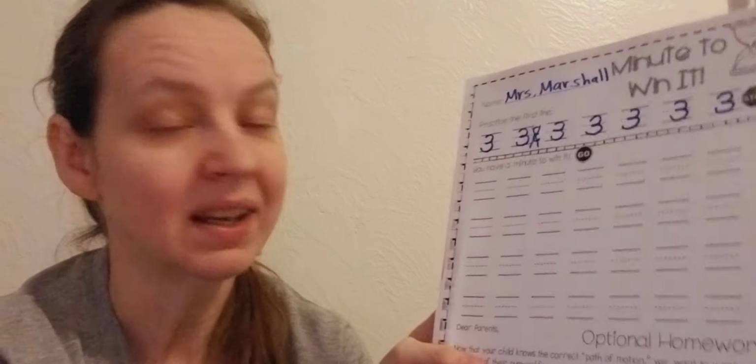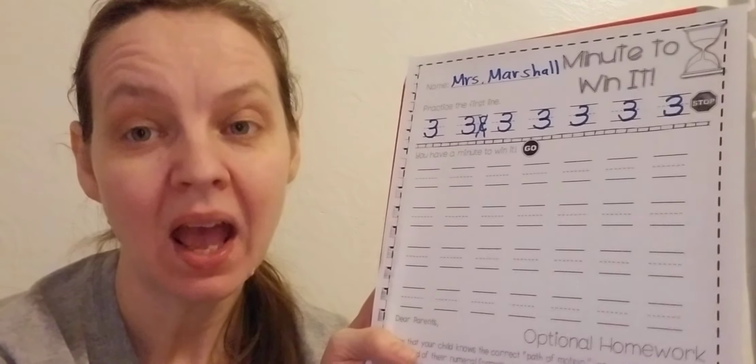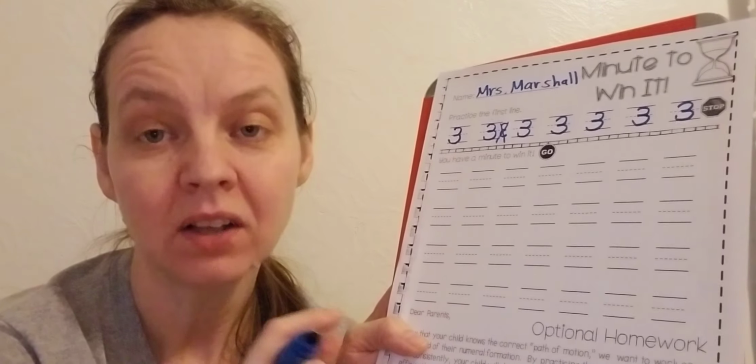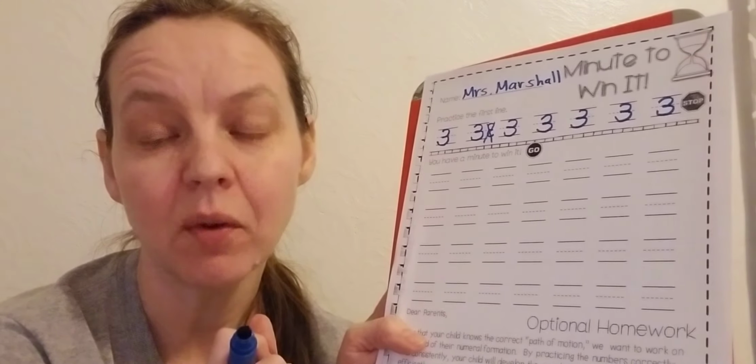If you are done with your practice line, then for this next one, it says you have 1 minute to win it. And that means we're going to see how many 3s you can make in 1 minute. I'm going to set my timer, and we're going to make as many 3s as we can in 1 minute. So I'll put them on my paper, you put them on yours, and we'll check back after the minute. Is everybody ready? Don't go until I say. All right, got your paper ready? Go.